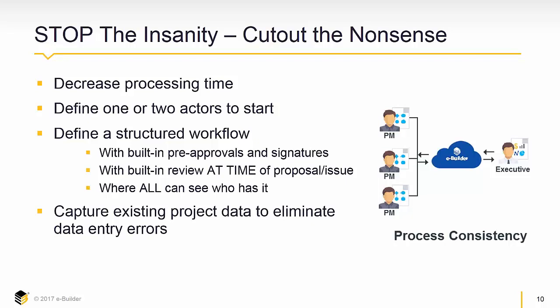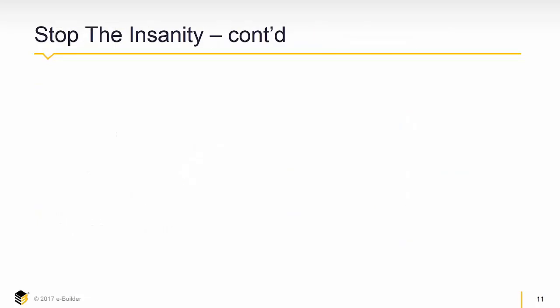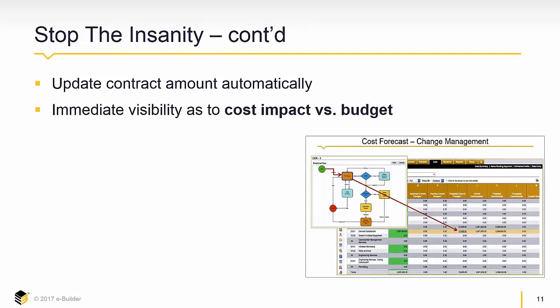We wanted to be able to capture existing project data. There's no need to retype project data and open yourself up to the chance for an error, thereby making the form wrong and having to start over again. We also wanted the contract amount updated automatically within eBuilder. We wanted to immediately see what this change order's potential and real impact could be on the budget. So the way we have this set up in eBuilder is that as soon as the process gets started, it immediately shows up in the cost module as something that's coming down the road.